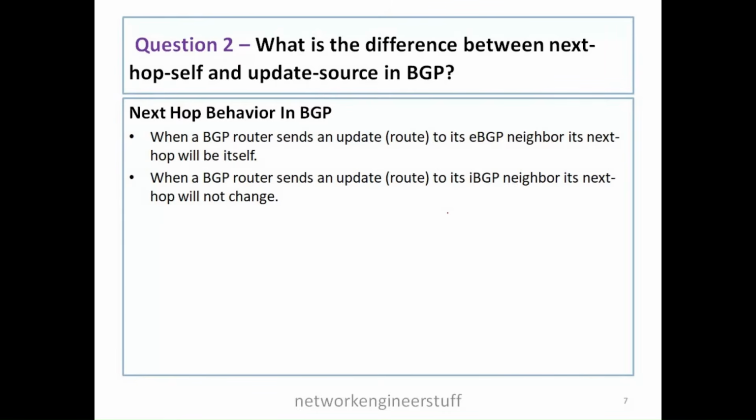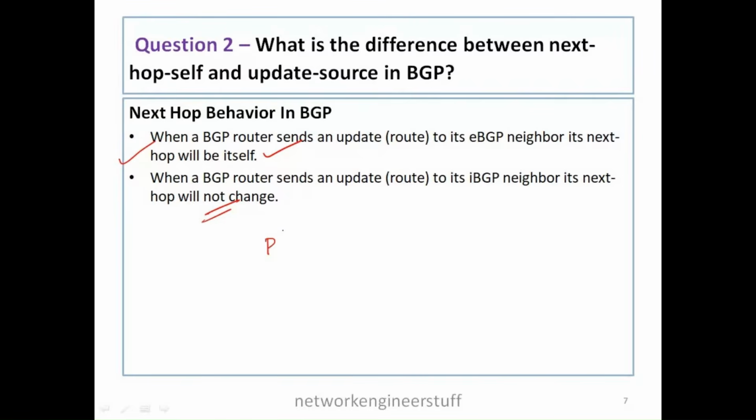So what does this next hop behavior in BGP say? By default, when a BGP router sends an update to its eBGP neighbor, its next hop will be itself. And when a BGP router sends an update to its iBGP neighbor, its next hop will not change. So this is the next hop behavior in BGP.